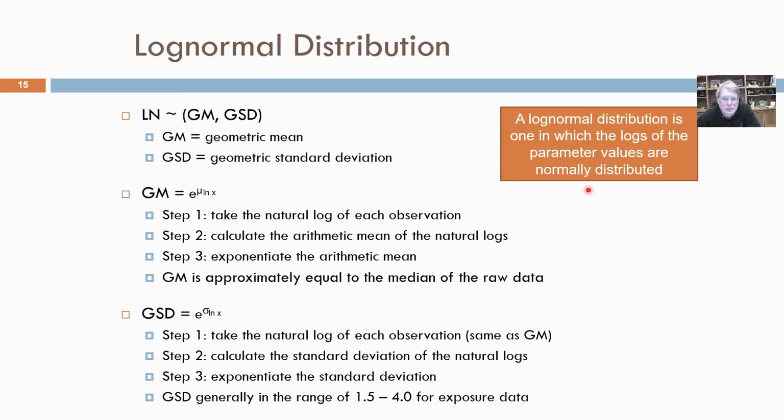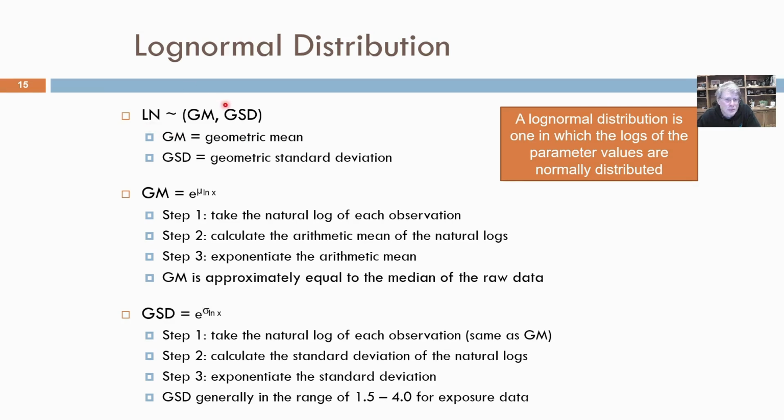The text in the orange box is a simple definition of a log-normal distribution. It is one in which the logarithms of the parameter values are normally distributed. So a log-normal distribution is one in which the logs of the values follow a normal distribution.